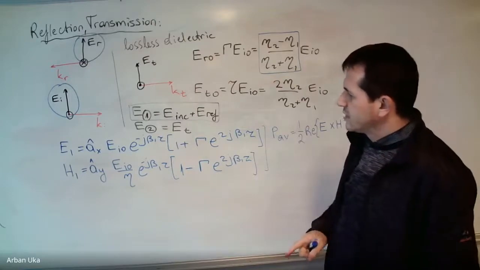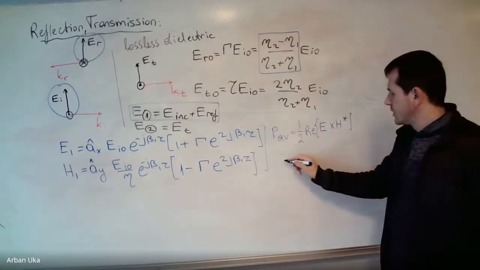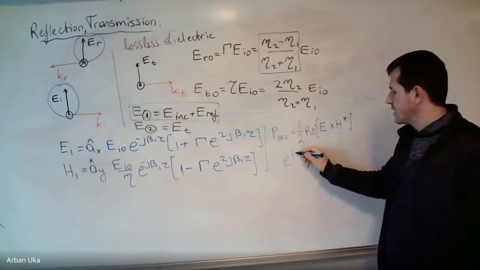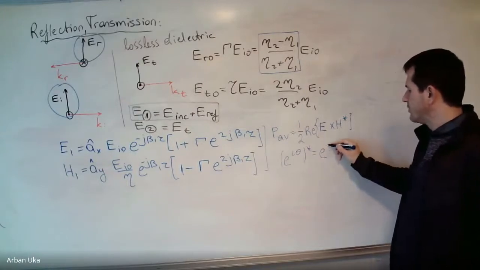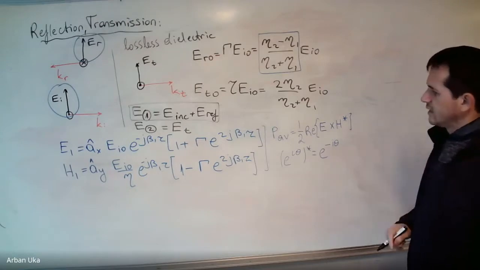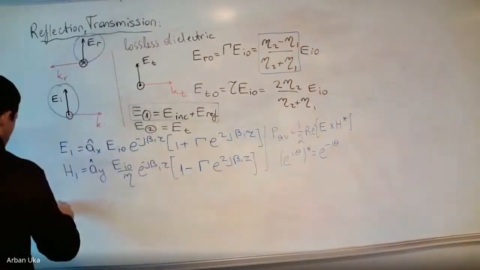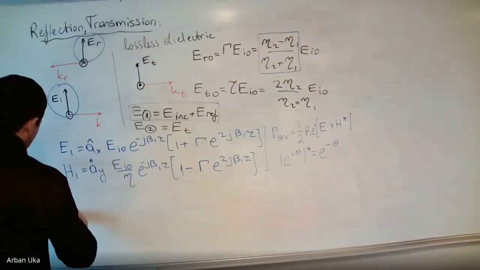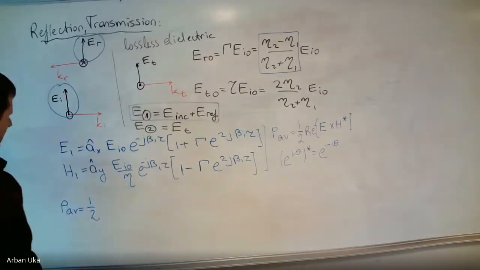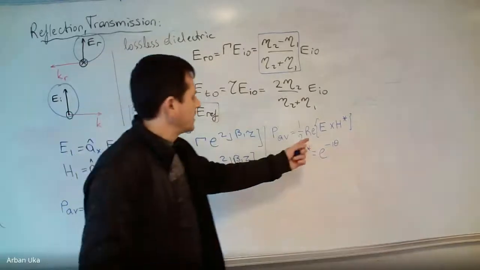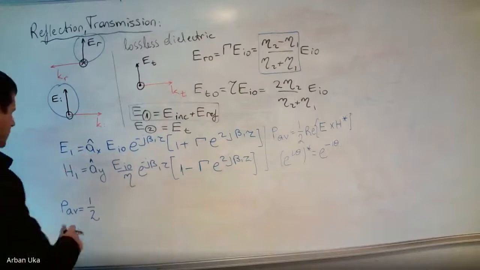And then to find the complex conjugate of H, we know the following. If we have e to the power j theta, the complex conjugate of this term is equal to e to the power minus j theta. So all we need to do is the following. The time average power density would be equal to 1/2. Then we do the cross product between the E and the H. So we have here a_x cross a_y, we get here a_z.